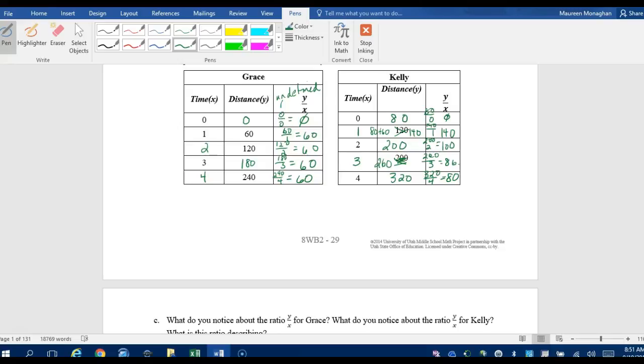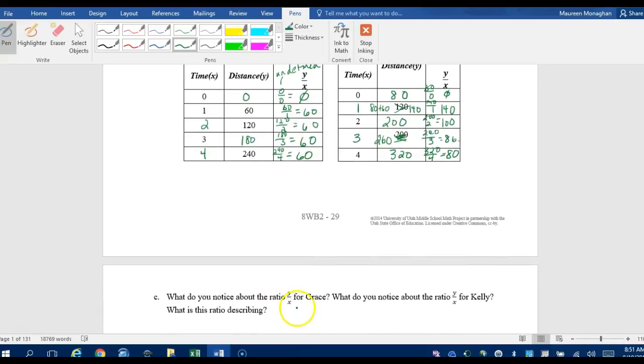And then it says, what do you notice about the ratios for Grace? Okay, what do we notice? This one is Grace. Look at the ratio. Huh. They're all the same. They're all 60. So for Grace, the ratios are all 60. What about for Kelly?